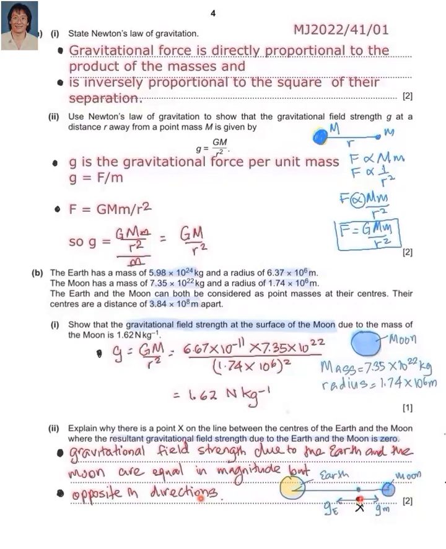And let's say this is a point X. At the point X, the gravitational field strength due to the Earth is acting to the left, represented by gE, and the gravitational field strength caused by the Moon acts towards the right, represented by gM. At this point X, gE equals gM. As you can see, the two arrows are of the same length, but they are pointing in opposite directions. So to score the 2 marks here, you have to say that the gravitational field strengths due to the Earth and the Moon are equal in magnitude but opposite in direction.